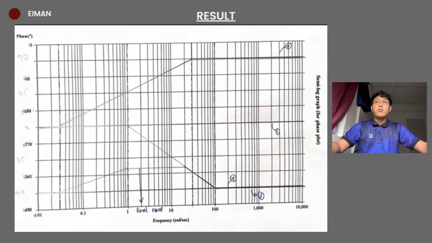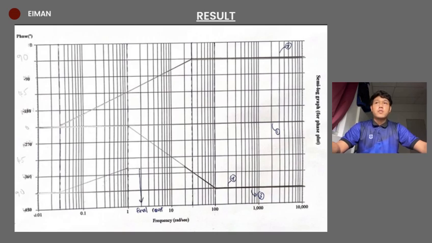Now we move to the phase plot. The phase is calculated as the sum of the phase shift from each part of the transfer function. Each zero and pole contributes to the phase over a range of frequencies. We calculate the phase shift from each component.